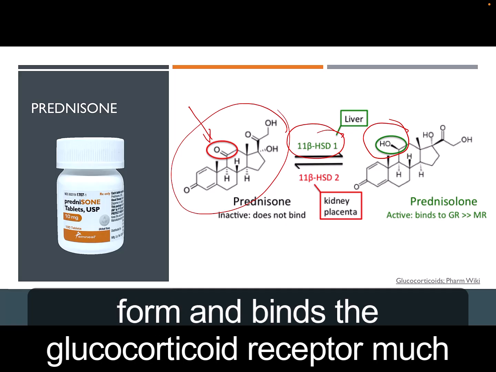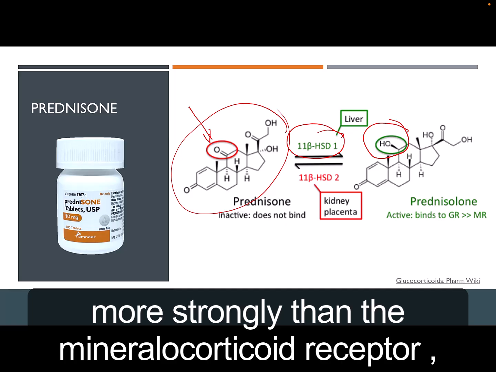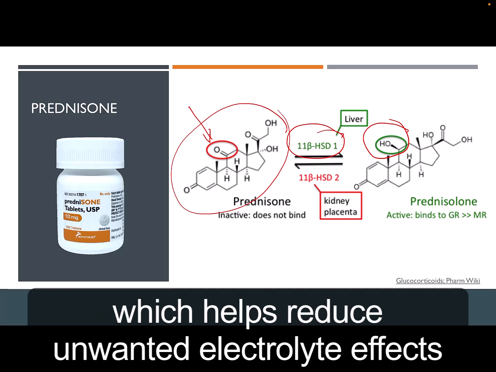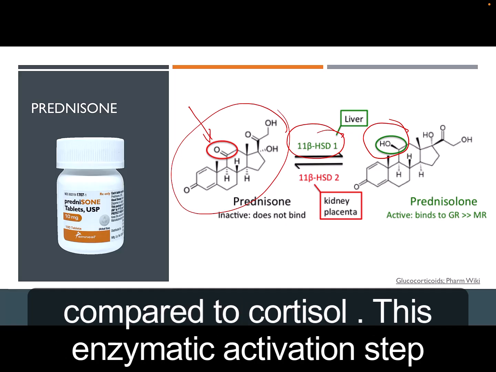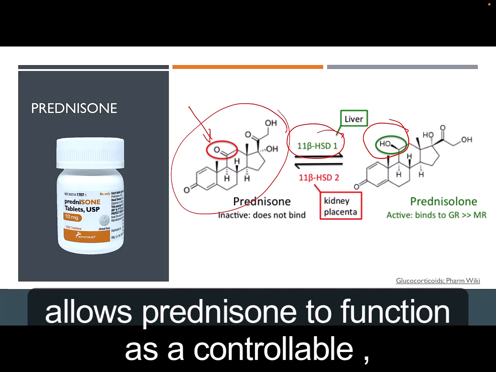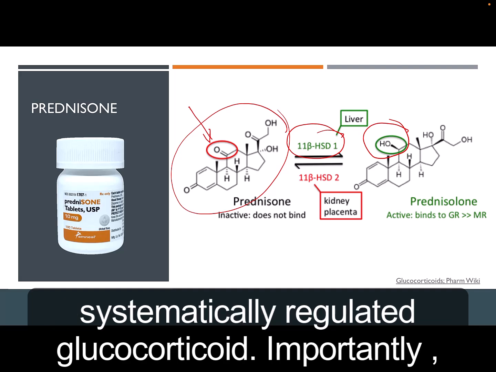Prednisolone is the active form and binds the glucocorticoid receptor much more strongly than the mineralocorticoid receptor, which helps reduce unwanted electrolyte effects compared to cortisol. This enzymatic activation step allows prednisone to function as a controllable, systemically regulated glucocorticoid.